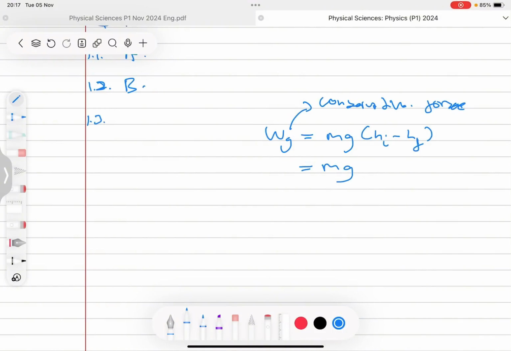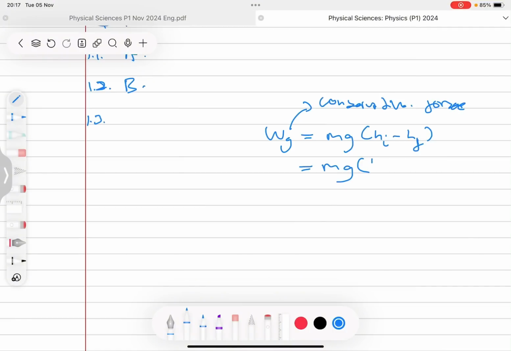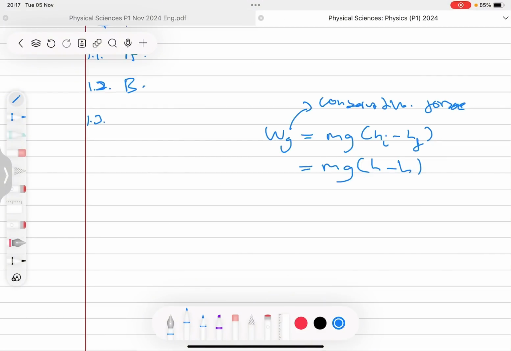mg, the mass of the ball times the acceleration due to gravity. I'll keep it as g for purposes of doing this question. And we discussed that the height initial will be h. So I'll substitute h here, and the height final, we said also it will be h, right? I'll substitute h here. Now this would mean that we'll have mg times (h minus h), which is 0. This means then that the work done by gravity is equal to 0 joules.